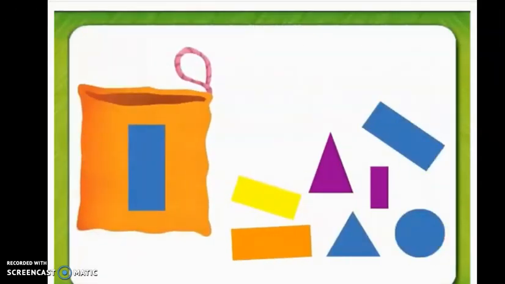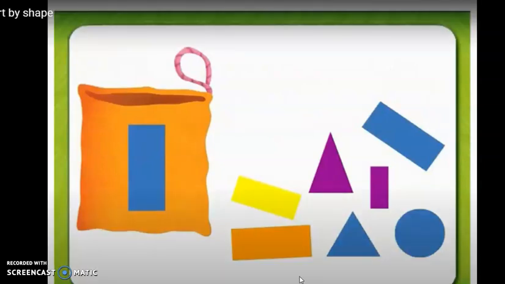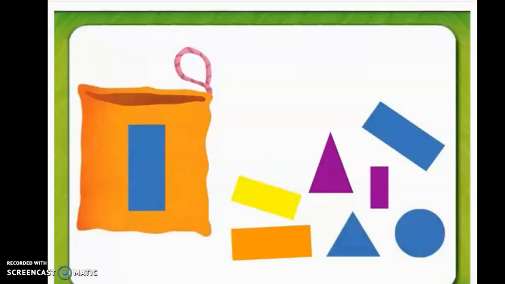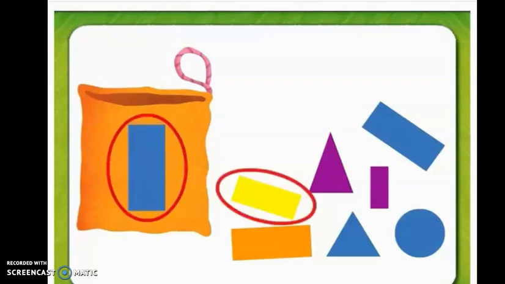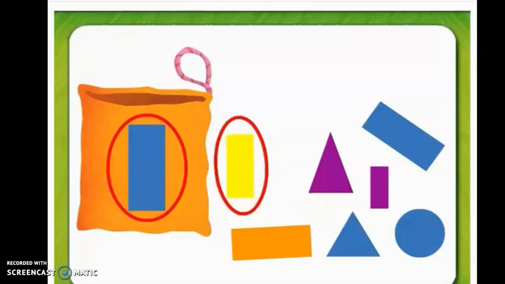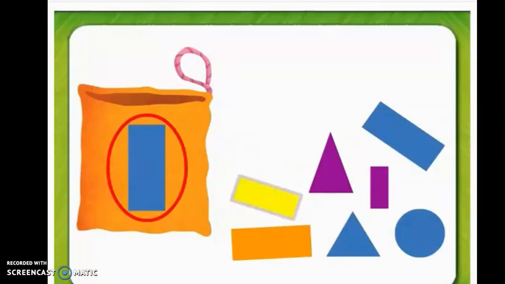Look at this group of shapes. We can sort these shapes by putting a box around the shapes that belong in the bag. Look at the shape on the bag. It has 4 sides. 2 sides are short and 2 sides are long. Is this shape the same as the shape on the bag? It has 2 short sides and 2 long sides. Imagine what would happen if we stood this shape on one of its short sides. Look, it is the same as the shape on the bag. We will put a box around it.